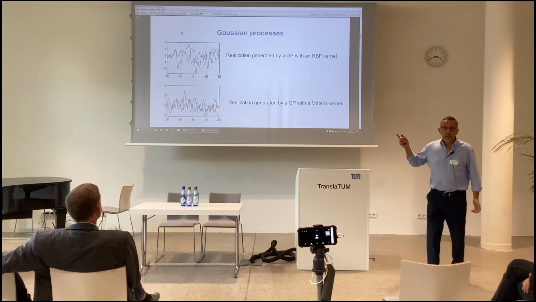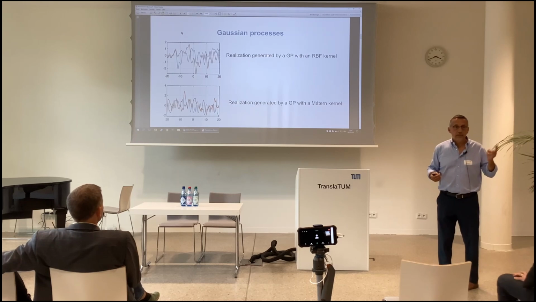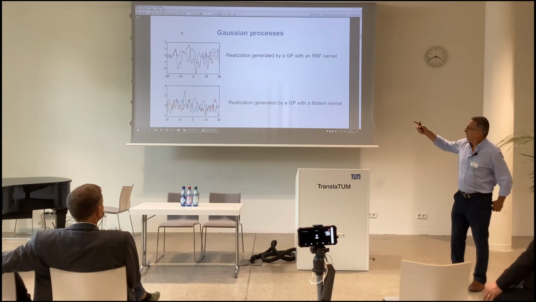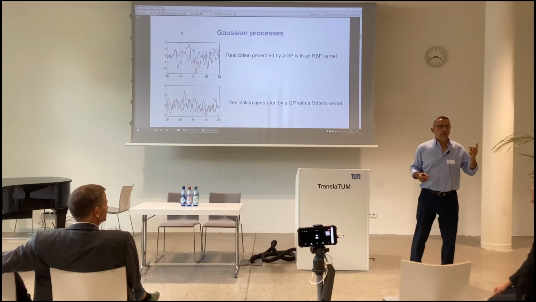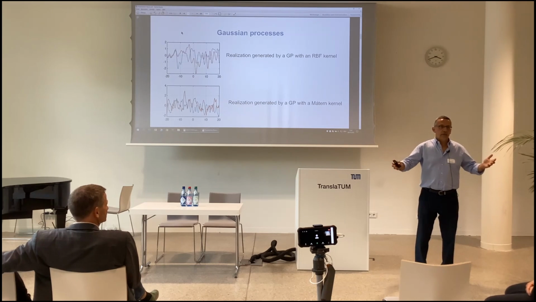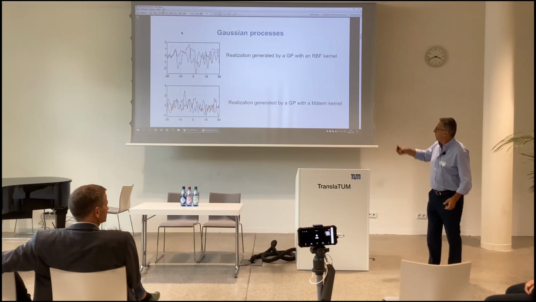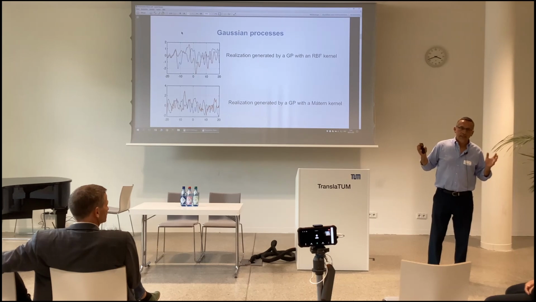Here is one slide with examples from two types of Gaussian processes. On the top are two realizations of a Gaussian process that uses one type of covariance function that simulates smooth data, whereas the bottom one has much more rigid data. So the choice of this kernel function is important in doing machine learning with Gaussian processes.